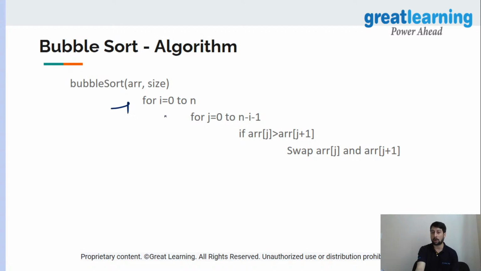We have a for loop which runs from 0 to n, that is from first element to n element. Then we have another nested for loop which runs from 0 to n minus i minus 1. Why?